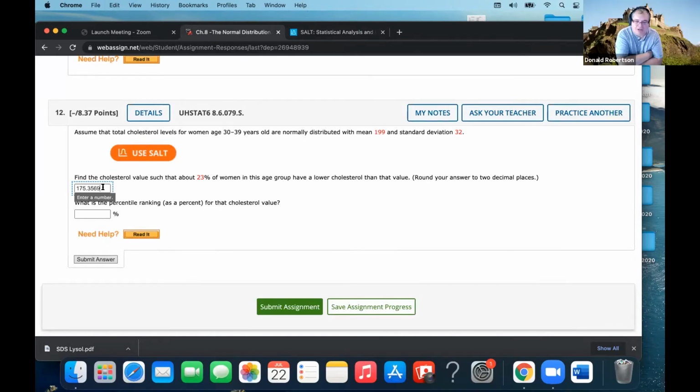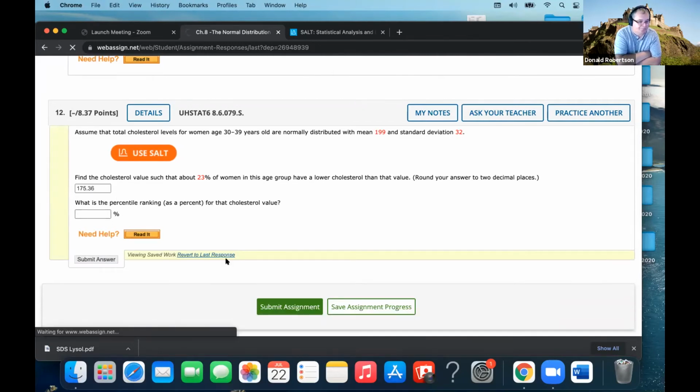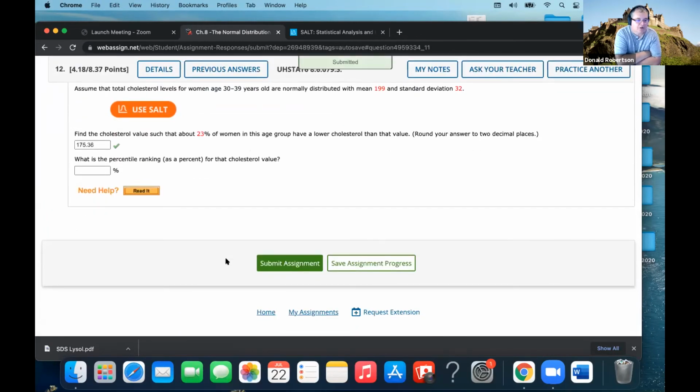There you go. Now, how much accuracy do they want? Because that catches us out. Well, they want the answer to 2 decimal places. So round that off to 2 decimal places and go for it. Submit answer. Are we good or are we good?